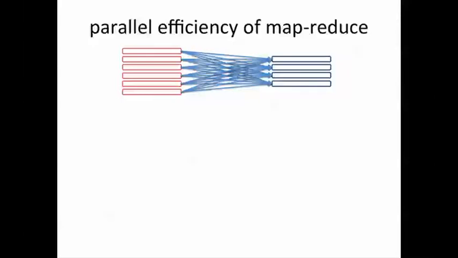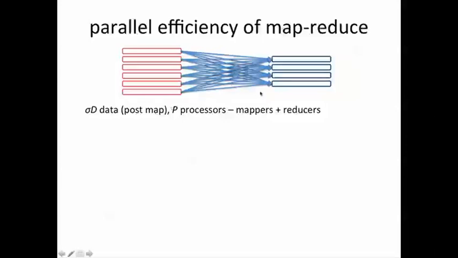You'll recall we began our discussion of parallel computing with the notion of parallel efficiency, so it's worth trying to figure out what the parallel efficiency of MapReduce is. Now let's assume that the data produced after the map phase is sigma times the original data size d. Further, we assume that there are p processors which perform map and reduce operations depending on which phase they are used in, so we don't have any wastage of processors in this regard.